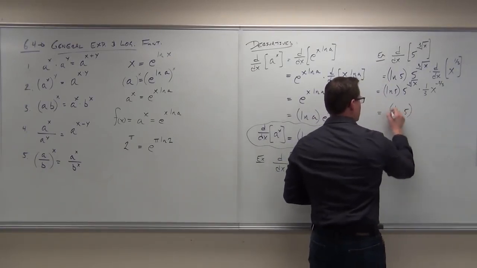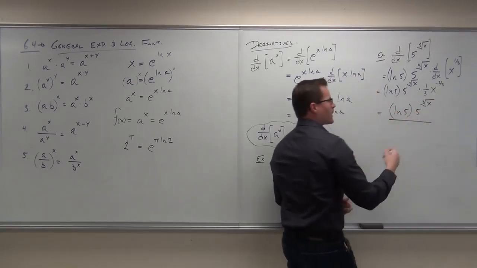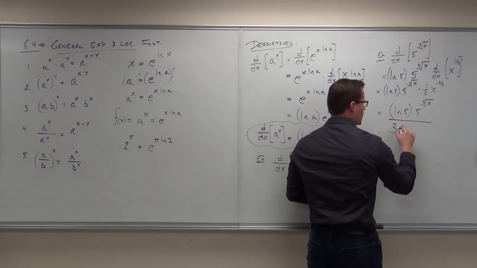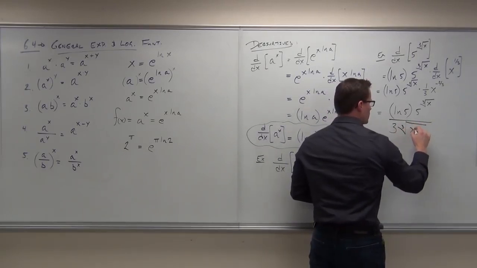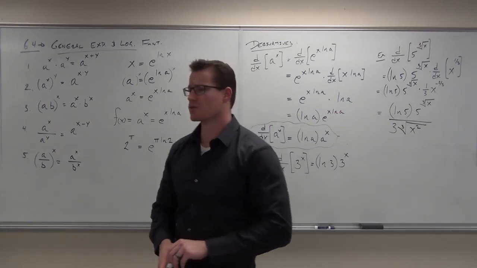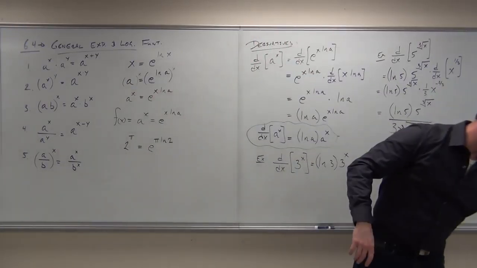ln 5, 5 to the cube root x over, what's going to be down there? 3 to the 2/3. Yeah, we talked about the cube root. x squared. That's it. No simplification. Can't do anything with that. You're done. That is your derivative. Show of hands if you feel okay with your derivative. Good. That's great.